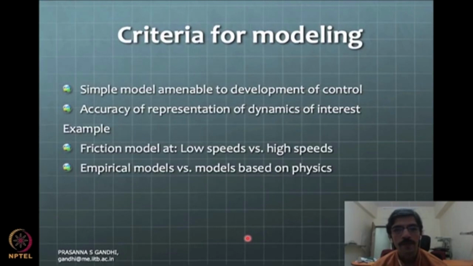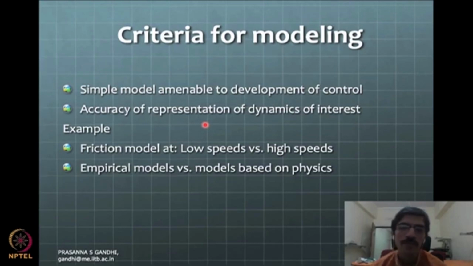Okay, so there are these criteria for modeling. This is another very important thing. Many times, people get misled into thinking, oh, I want to capture this behavior accurately, this model must capture everything in the phenomena. That is not really of interest from a control perspective. We want as simple a model as possible, but at the same time capturing all the things that are of interest. Say for different phenomena, different things may be of interest.